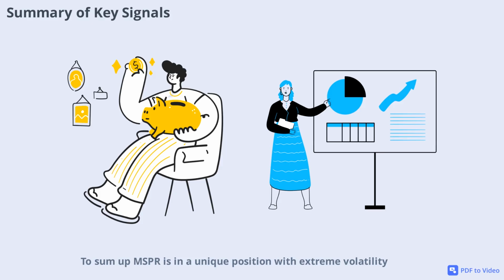To sum up, MSPR is in a unique position with extreme volatility, massive volume accumulation, and technical signals that point both ways. The stock is deeply oversold, but resistance from moving averages and persistent bearish indicators mean caution is warranted. The pivot point at 0.733 is the key level to watch for any reversal attempt. Traders should weigh the risks and rewards carefully before making a move.